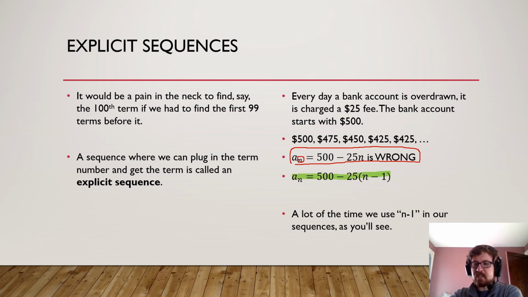You're going to see this n minus 1 a lot. The reason why is because oftentimes we're not applying the rule that we have to the first term. We need a starting point. So here we're starting at 500 as our first term, and then each time we're just subtracting 25. And if we were to plug in 1 here, we'd get a_1 is equal to 500 minus 25 times 1 minus 1. Well, it's 500 minus 25 times 0. That's 500. It works. You're going to see n minus 1 a lot in the equations we're going to take a look at.